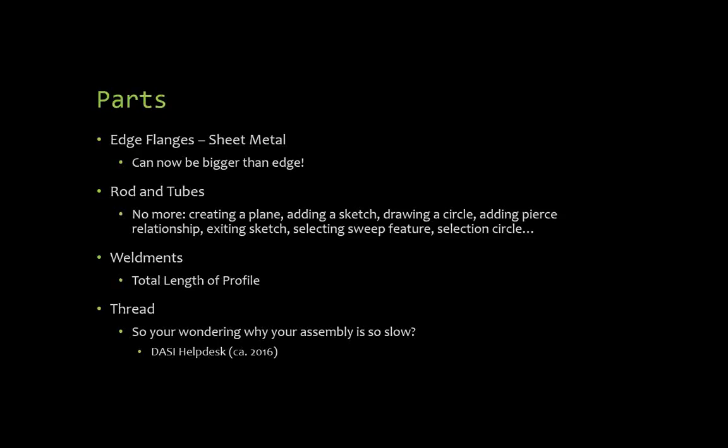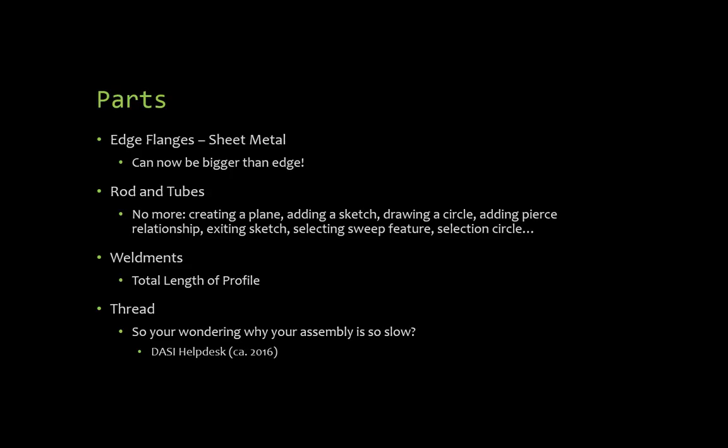Rods and tubes. I tried to explain a little bit down here. So if you've done a sweep and you're trying to make a tube, or you're trying to make a rod, or you're trying to bend a rod, or whatever it is, your steps were, after you had a path, to create a plane, add a sketch, draw a circle, add a pierce relationship, exit the sketch, select the sweep tool, then go back, and then you got to select the circle and the path.